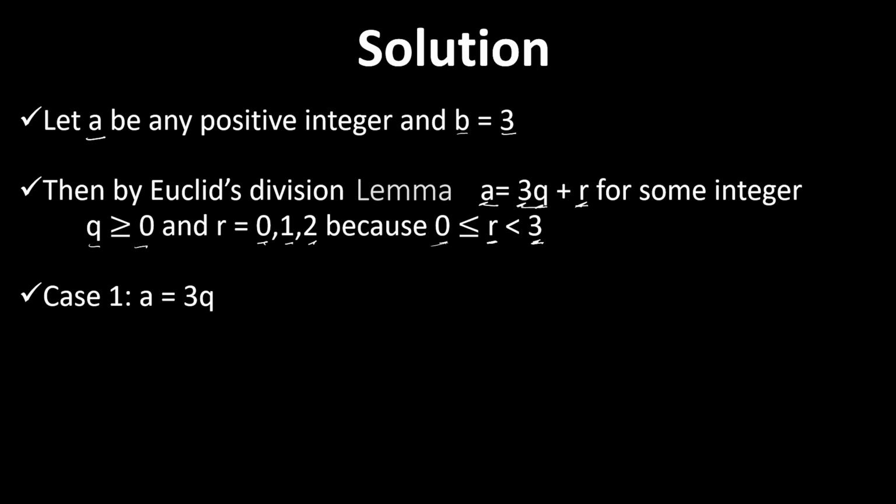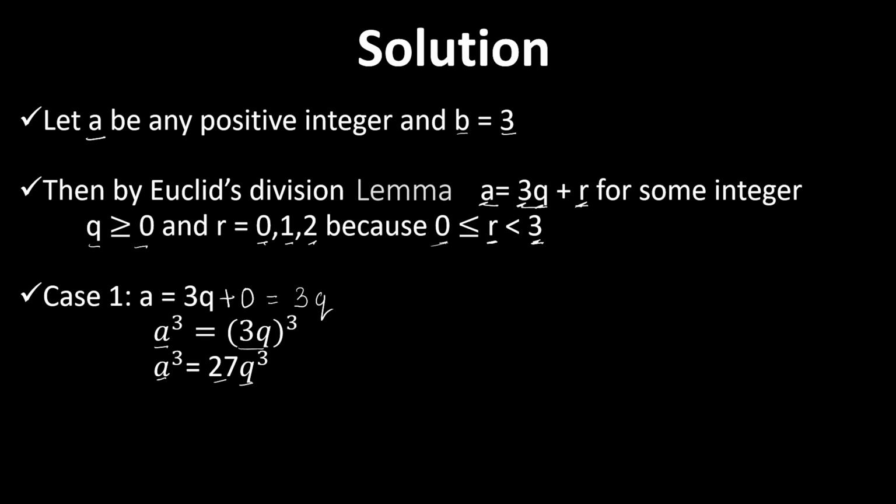So in the first case, we'll write a is equal to 3q plus 0. Here we are taking remainder as 0. So the value of a will be equal to 3q. Now we'll take cube on both the sides. So we are going to get a cube is equal to 3q whole cube. So if we multiply 3q thrice, we are going to get a cube is equal to 27q cube.